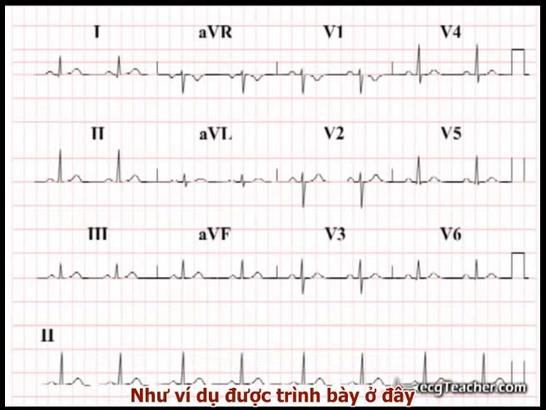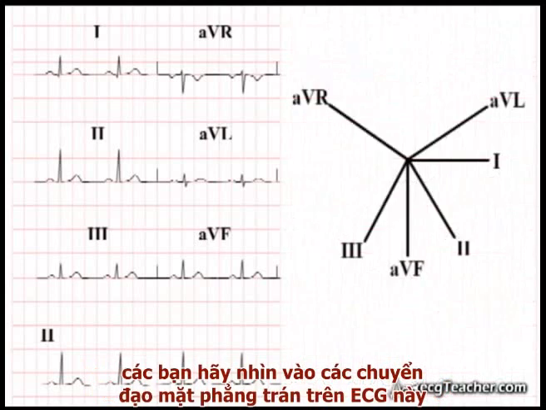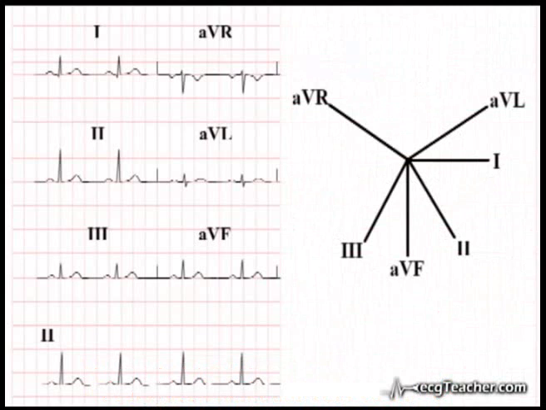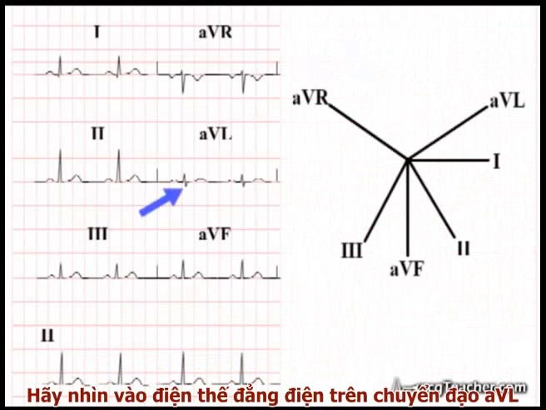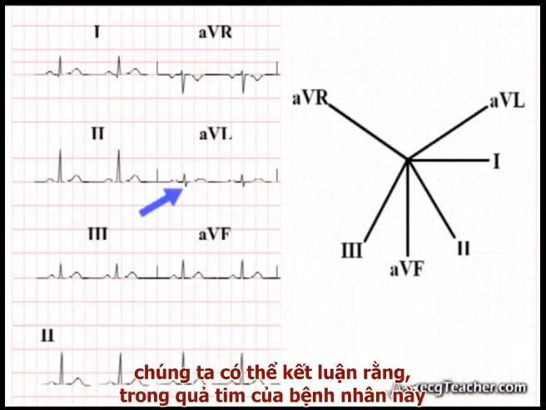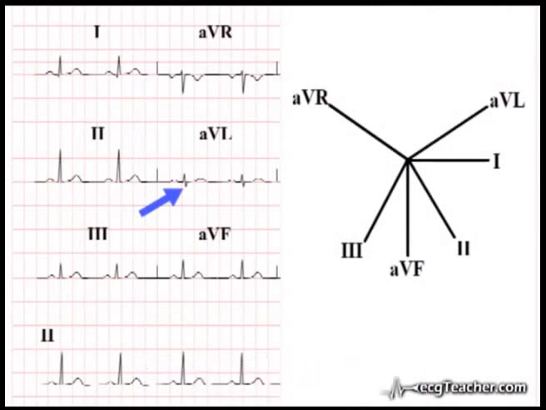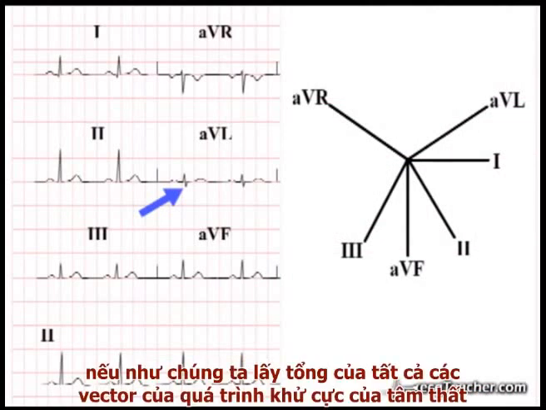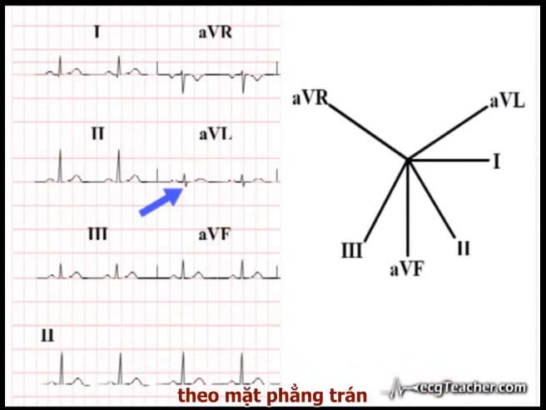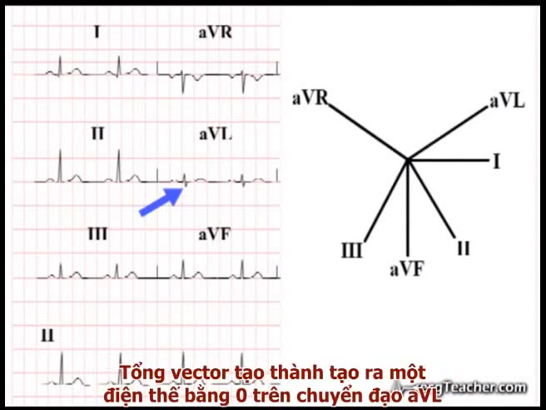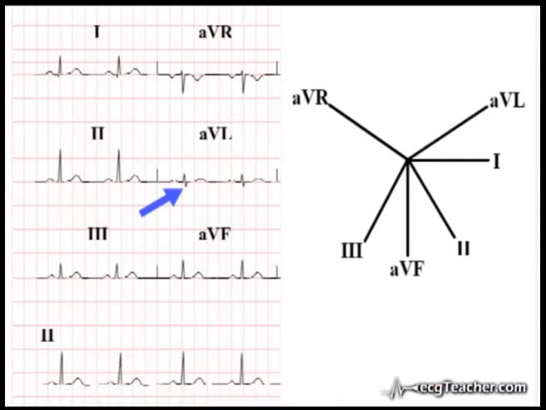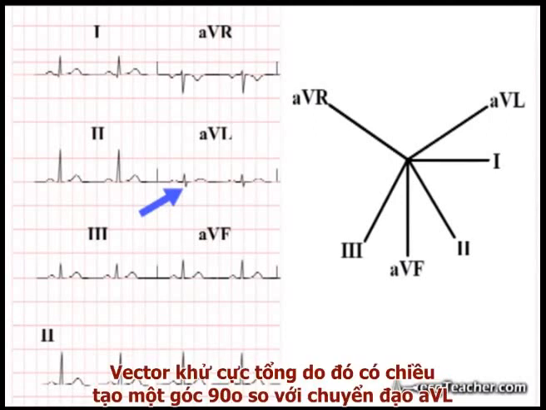As an example of this sort of analysis, look at the frontal leads on this ECG. Observing an isoelectric QRS complex in lead AVL, we can conclude that in this patient's heart, if we add together all of the ventricular depolarization vectors occurring in the frontal plane throughout the duration of the QRS complex, the total vector generated has no net magnitude in the direction of lead AVL. The total vector must be traveling at 90 degrees relative to that lead.